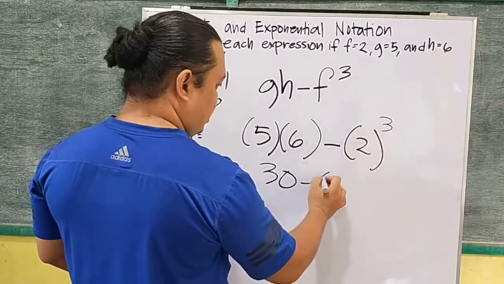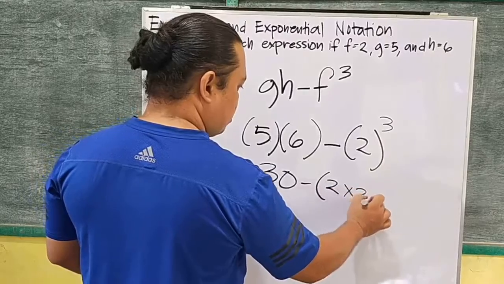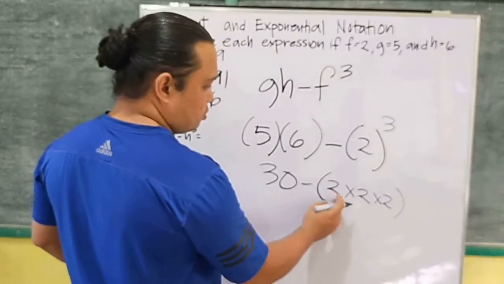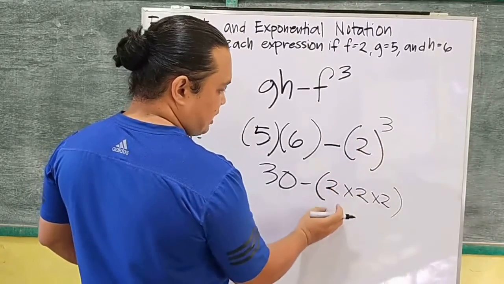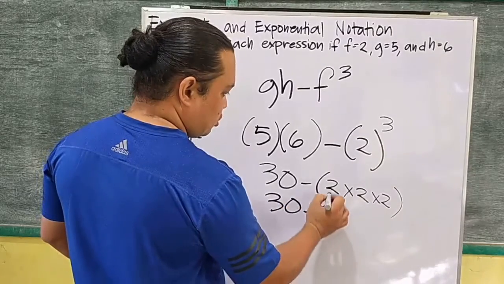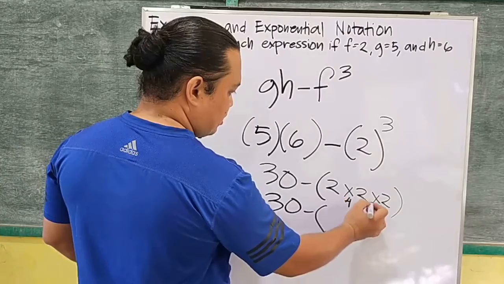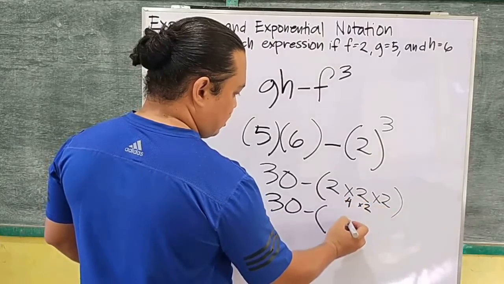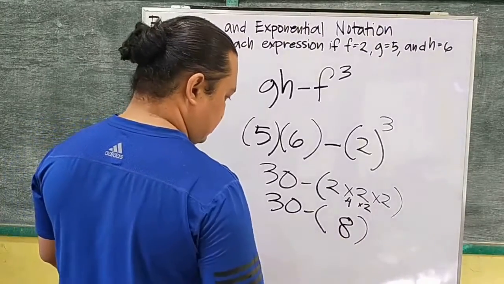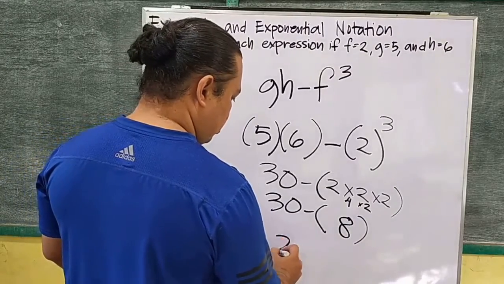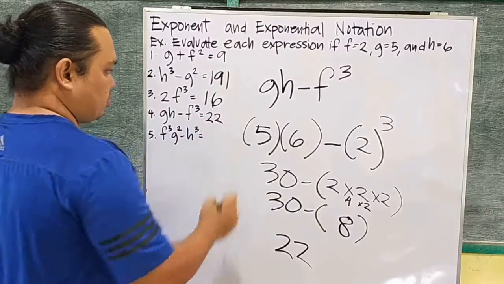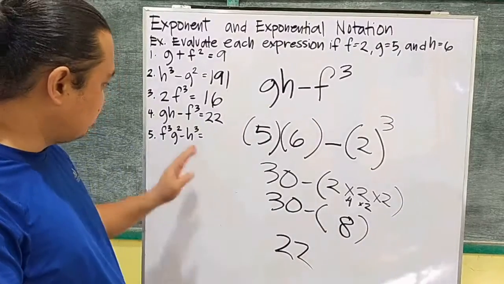Minus 2 cubed, which is 2 times 2 times 2, 2 multiplied by itself 3 times. 1, 2, 3. So 30 minus, 2 times 2 is 4, times 2 is 8. So we have 30 minus 8, and that is 22. So our answer would be 22.